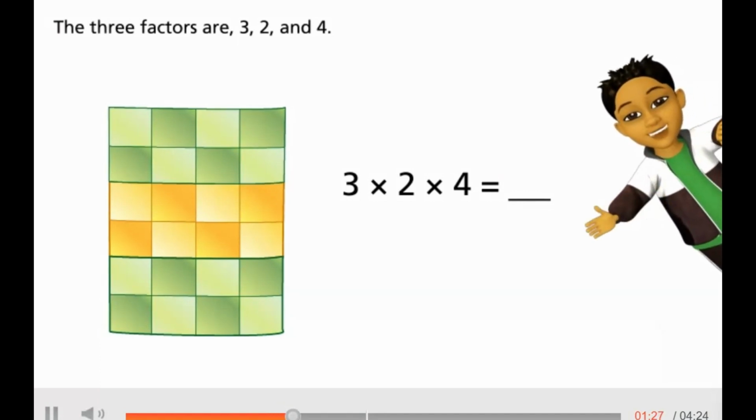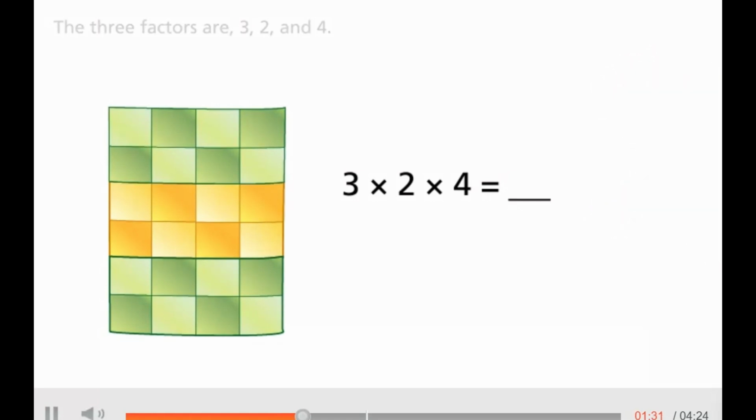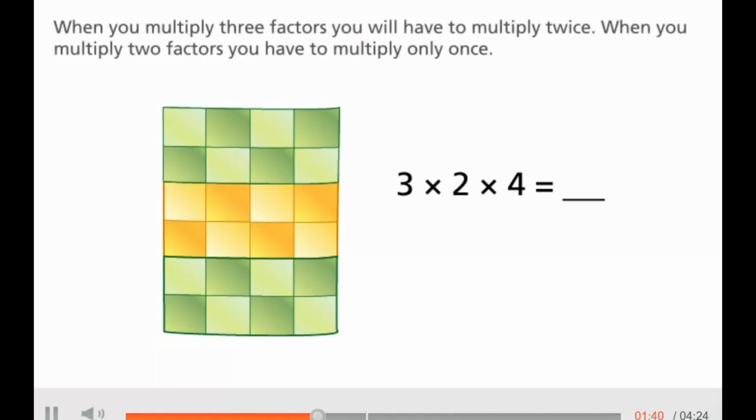You can multiply to find the total for an array. How do you think multiplying 3 factors will be different from multiplying 2 factors? When you multiply 3 factors, you will have to multiply twice. When you multiply 2 factors, you have to multiply only once.